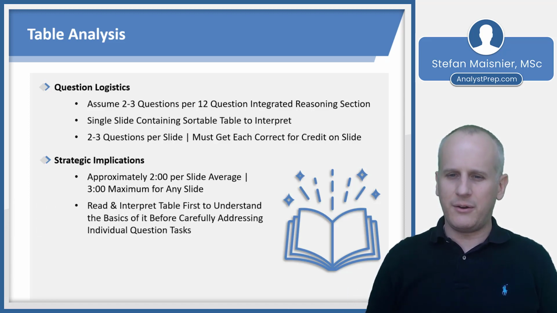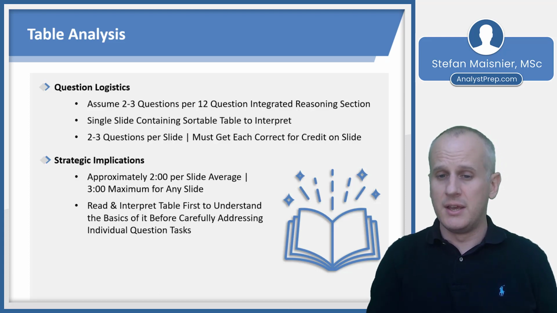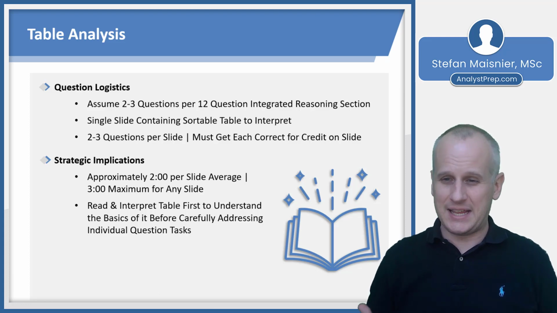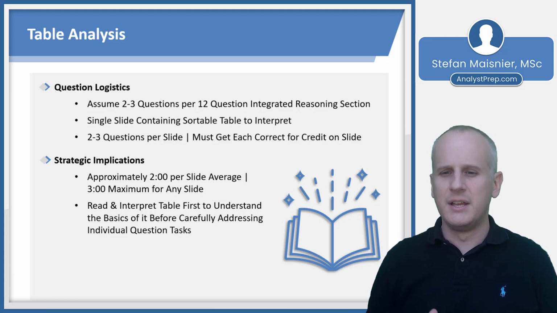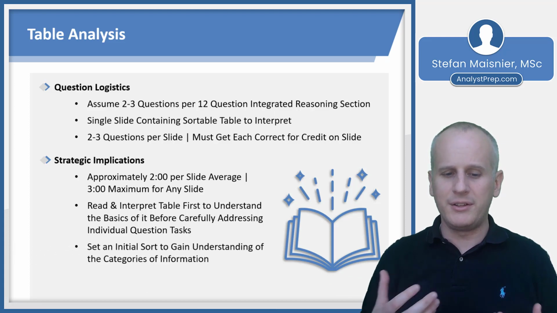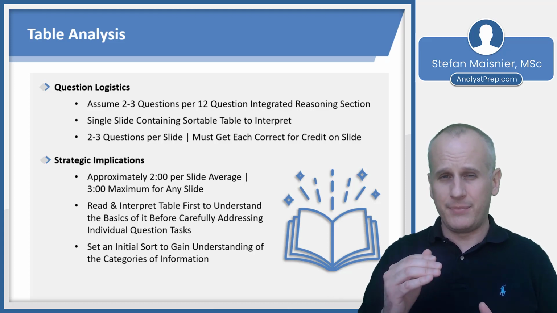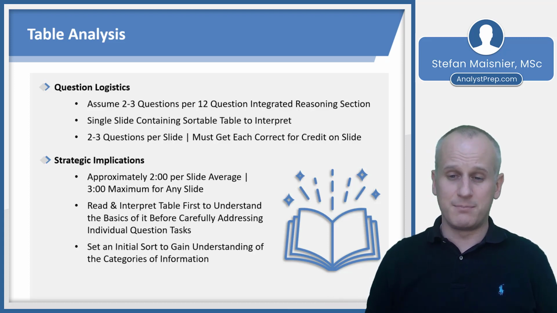You still, however, want to read and interpret the table first to understand its basics before addressing the question task. Much like the graphics interpretation, you have to understand the table holistically before you can answer questions about it. So don't read the questions and then go to the table. That kind of becomes the cart pulling the horse as opposed to the horse pulling the cart, as it were. Instead, go take a moment, understand the table, and while you're doing that, consider an initial sort to fully understand what's happening with the categories and set yourself up for an organization of the information that's more useful.